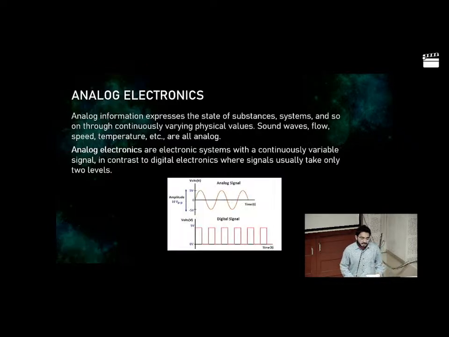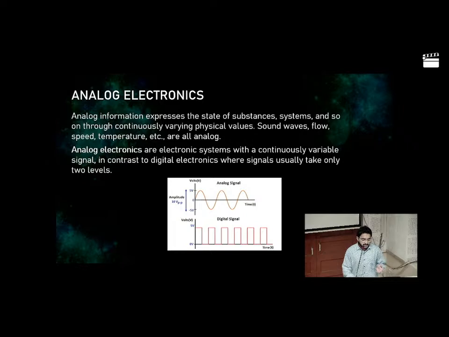So basically, we know what analog electronics is. What does analog mean? Analog is anything which is continuous in nature. Like in nature we can find the natural waves, sound waves, etc. Everything is analog in nature.